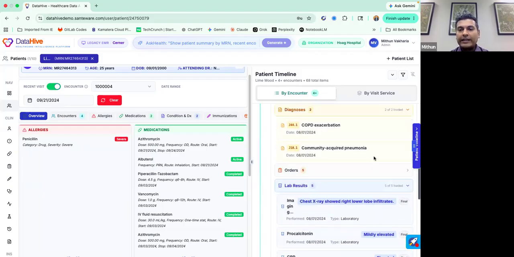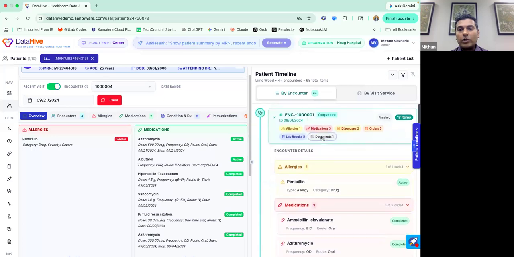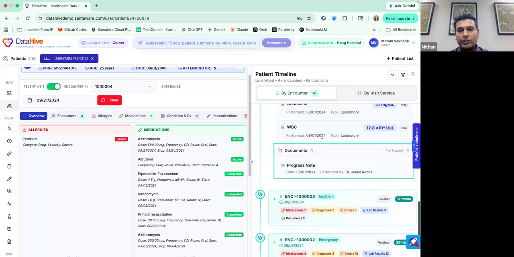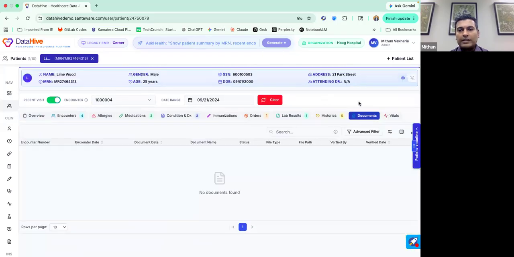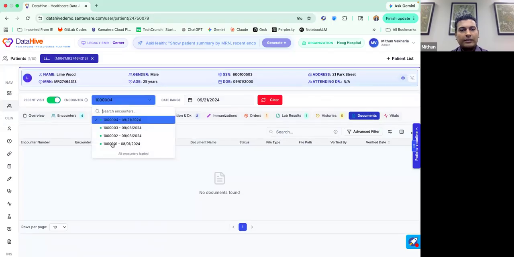At the end, you can also see what the doctor had written in terms of the progress note for each of these encounters, and you can see the progress note here. If you want to see the details of the progress note, it's very easy. You just have to click on the documents under the patient's record and select the visit.